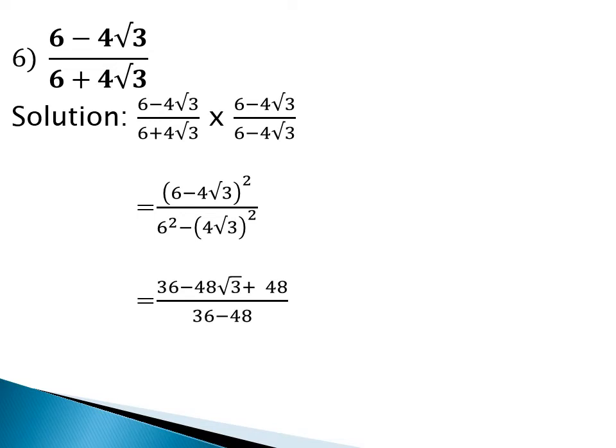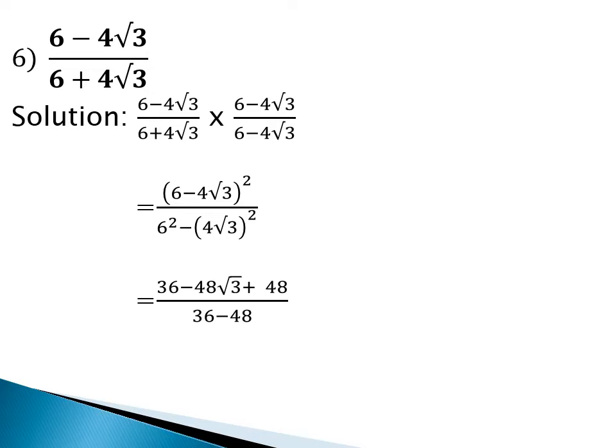Now what is a minus b whole square? A minus b whole square means a square minus 2ab plus b square. So what is a square here? 6 square. What is 2ab here? 2 into 6 into 4 root 3, so you will get 48 root 3. Since it is a minus sign, that will be minus 48 root 3, and the next is plus 48, whole divided by a square minus b square form. We got 6 square is 36 and 4 root 3 square is 48.